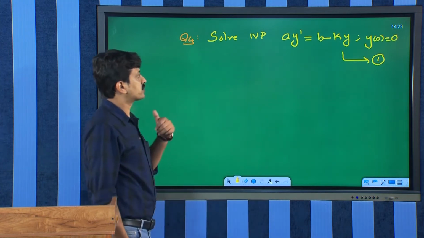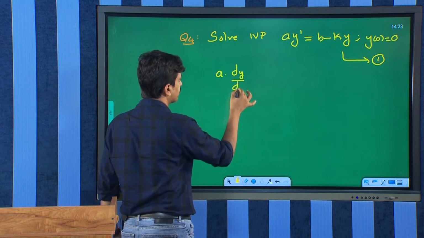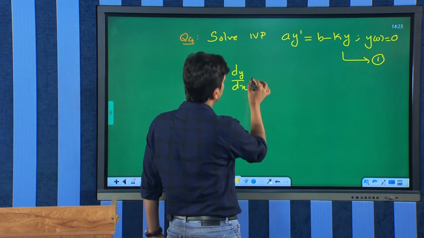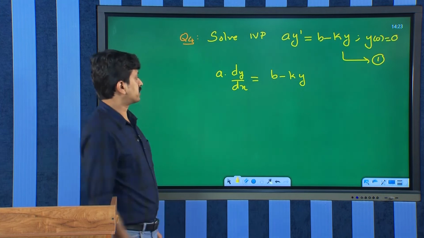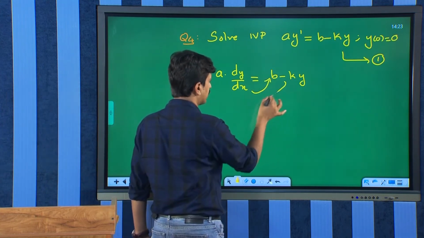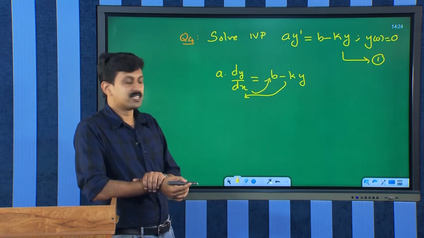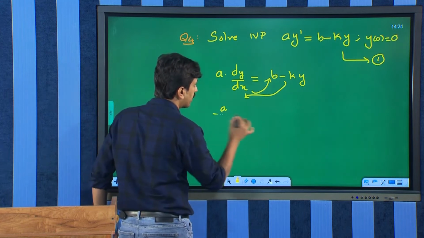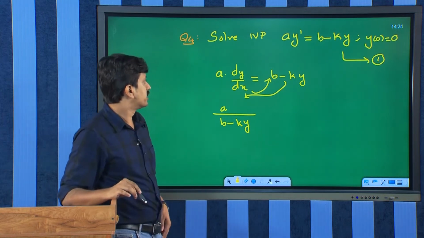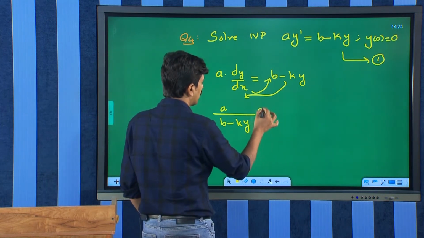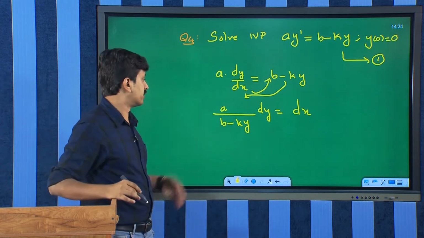So that we can solve this, a into y dash is dy by dx, and this is equal to b minus ky. We can take dx to the RHS, and we can take b minus ky into the denominator of the LHS. Therefore, we will have a divided by b minus ky into dy is equal to dx. Now we are happy, we separated the variables.